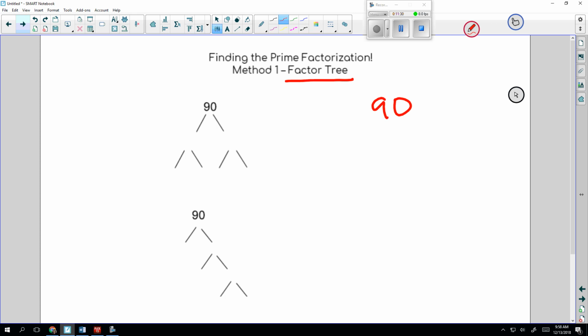So remember, when we're doing factors, that means what operation are we doing? Yeah, multiplying, okay? Don't get confused and think that we're adding. When we're doing factors, we're going to be multiplying, okay? What are some ways that I can make 90 by multiplying?